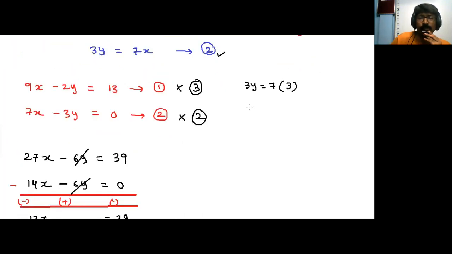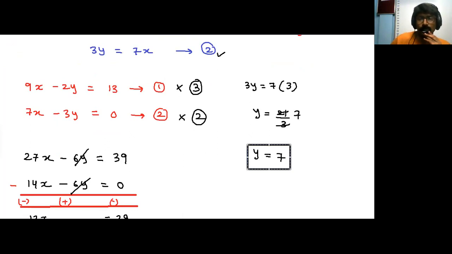X is 3. So what is the value of y? Y is equal to 7 times 3, which is 21, divided by 3. You can cancel this and it will become 7, isn't it? So what is the value of y? Y is 7. Once you get x is 3 and y is 7, it doesn't look good, so we'll put the proper box. Y is equal to 7.